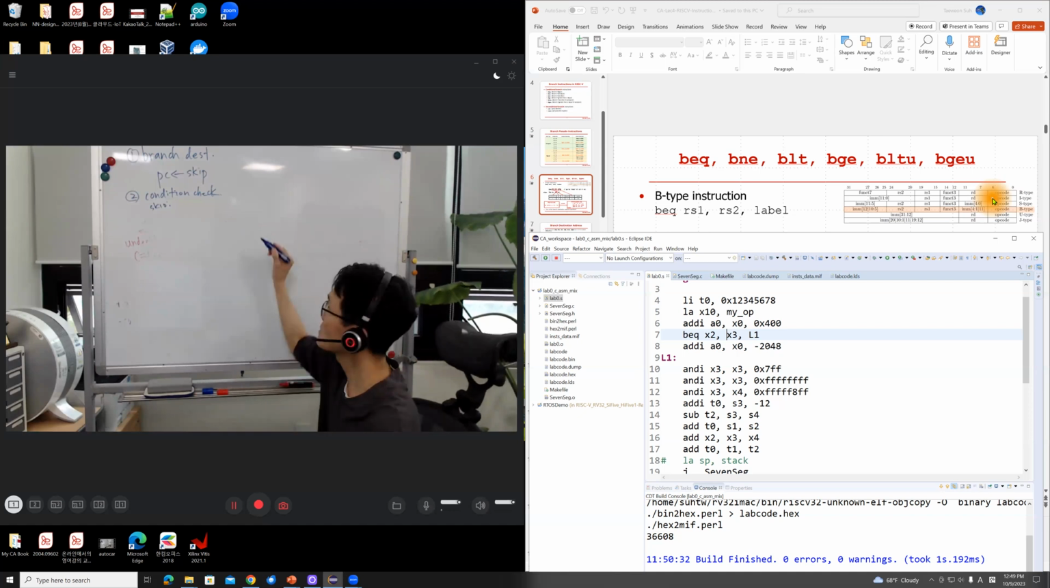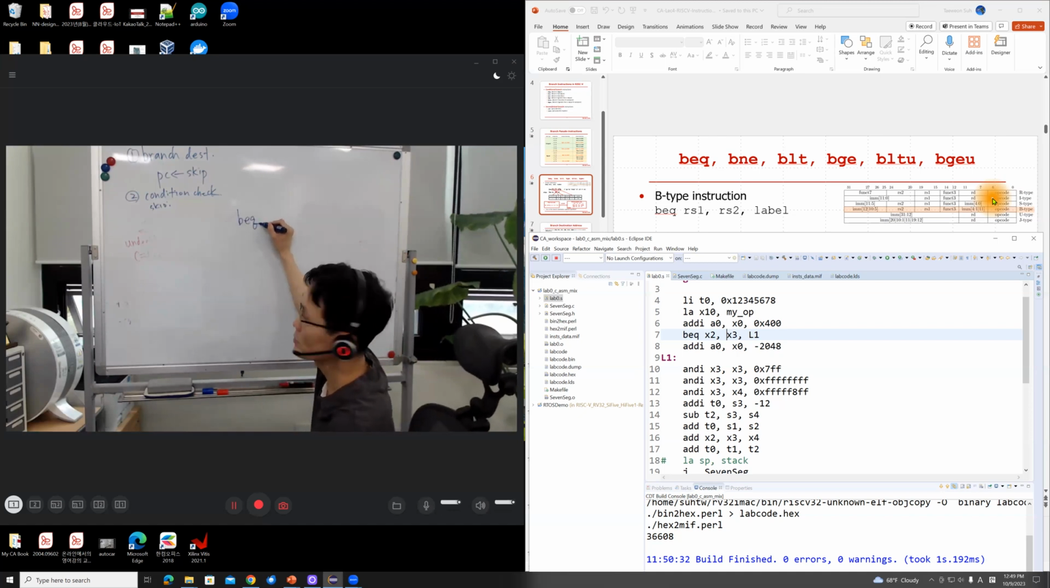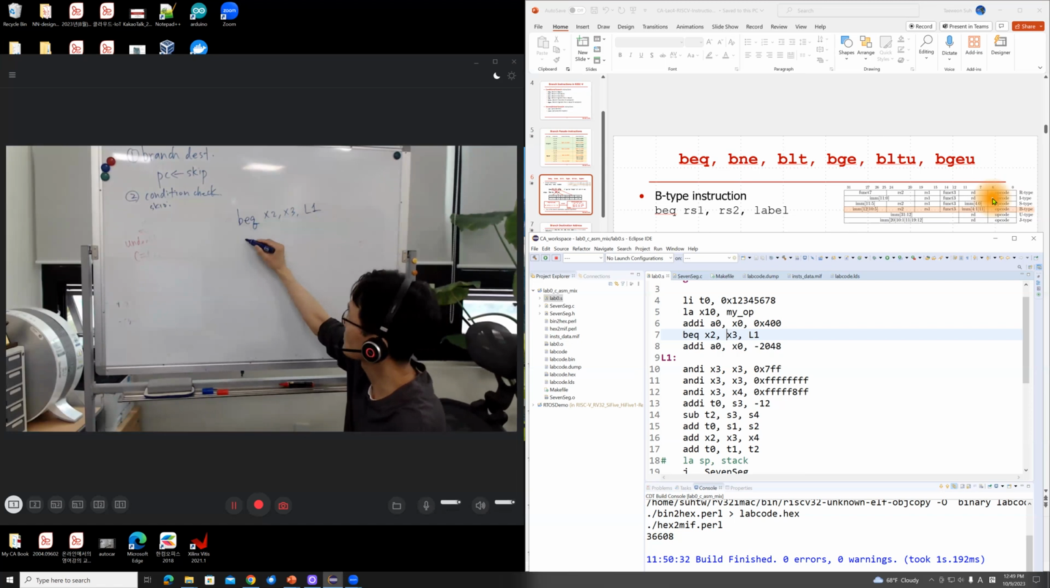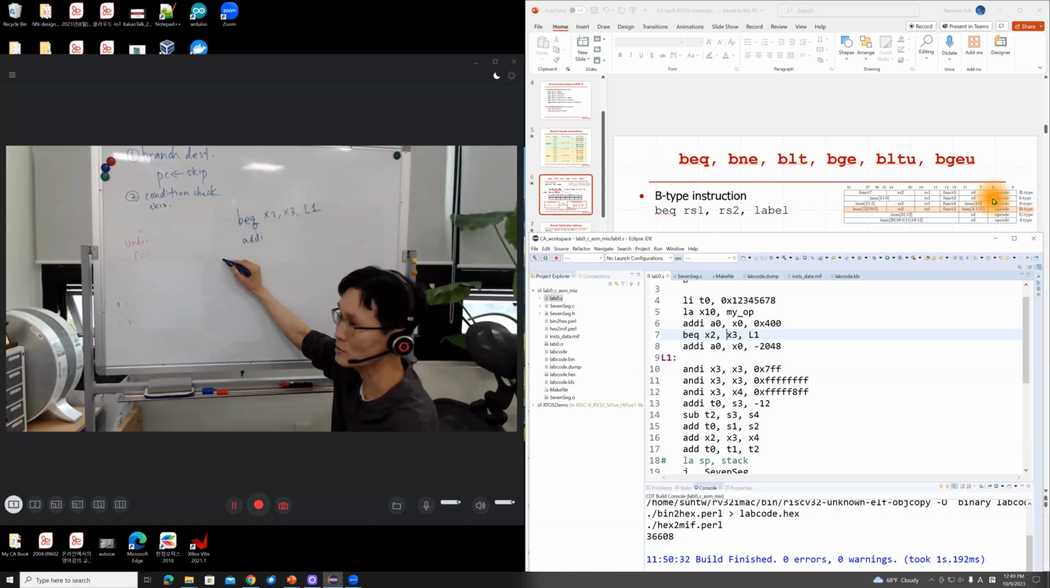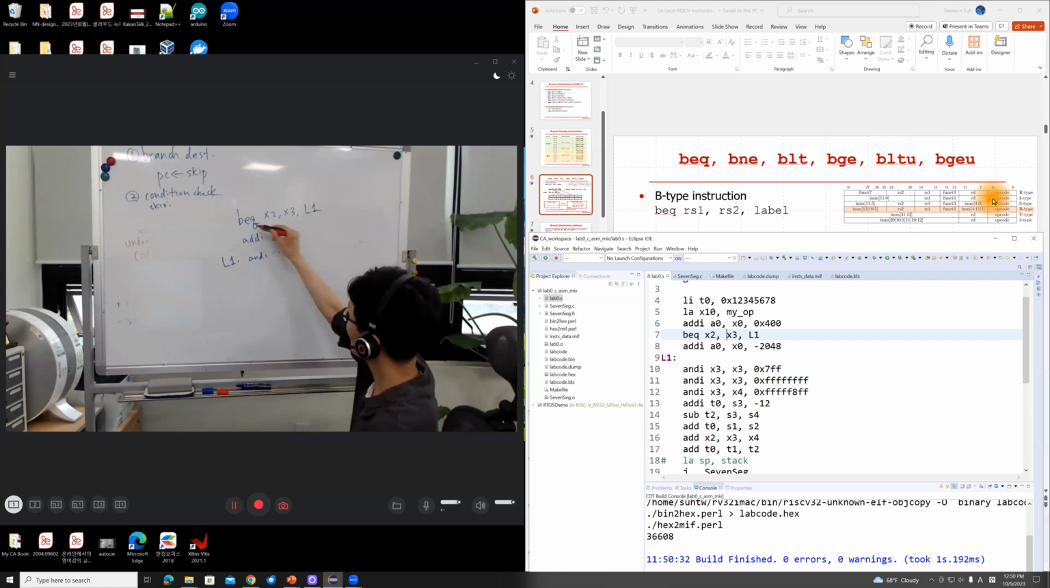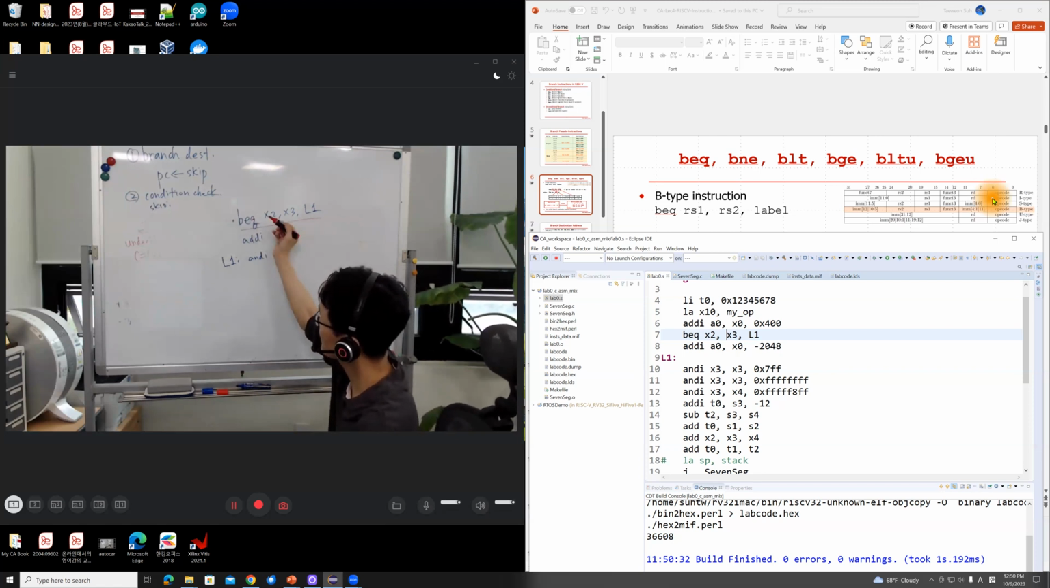So what we are doing is BEQ X2 X3 L1. Then we have one instruction between the branch instruction and the destination, L1. And here we have an addi instruction like this. Then I told you, what kind of information is encoded in the immediate? The distance from the current location to the destination, this offset.